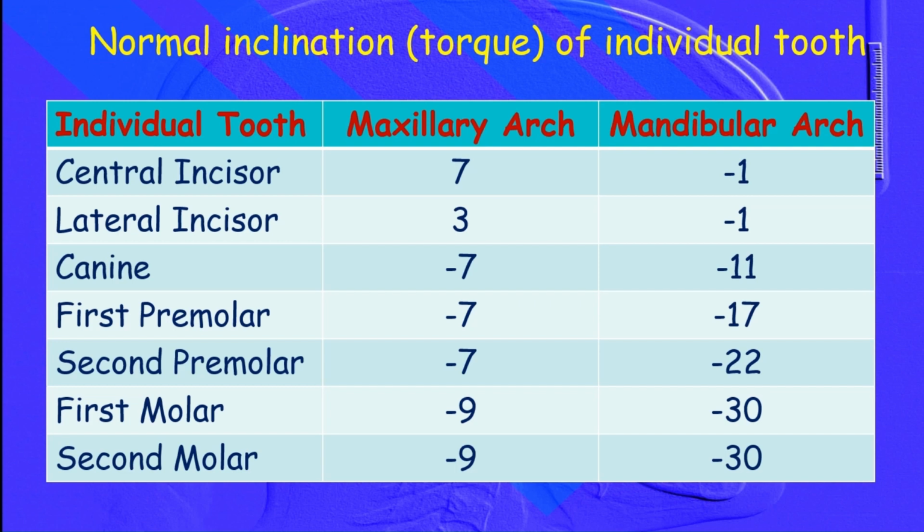From this table, you should remember that the torque is continuous in nature in the mandibular incisor region and the maxillary canine, premolar, and molar region. However, the torque is progressive in nature in the mandibular canine, premolar, and molar region.